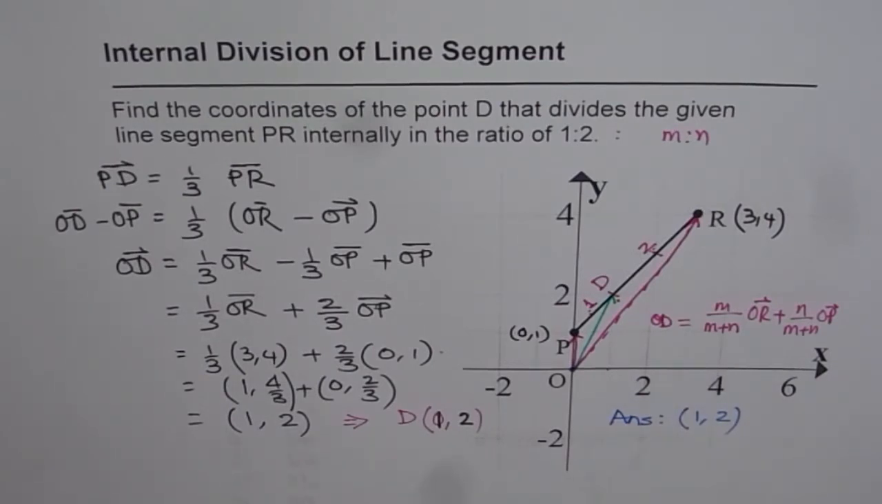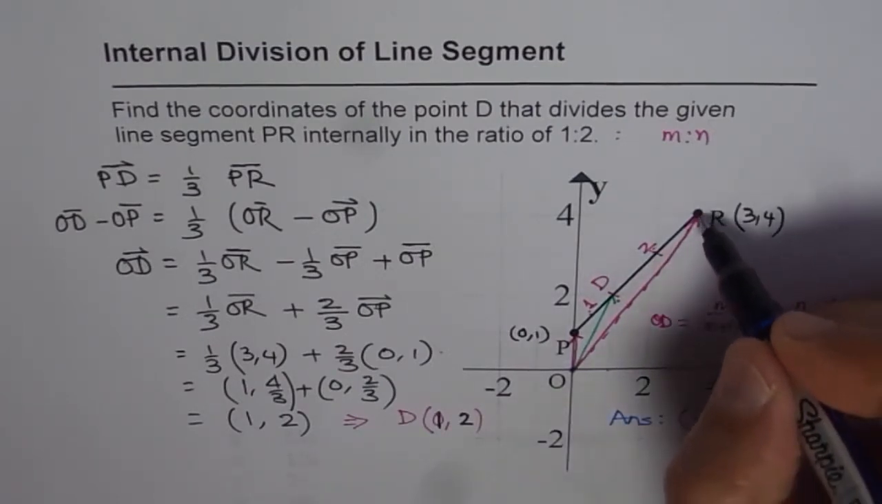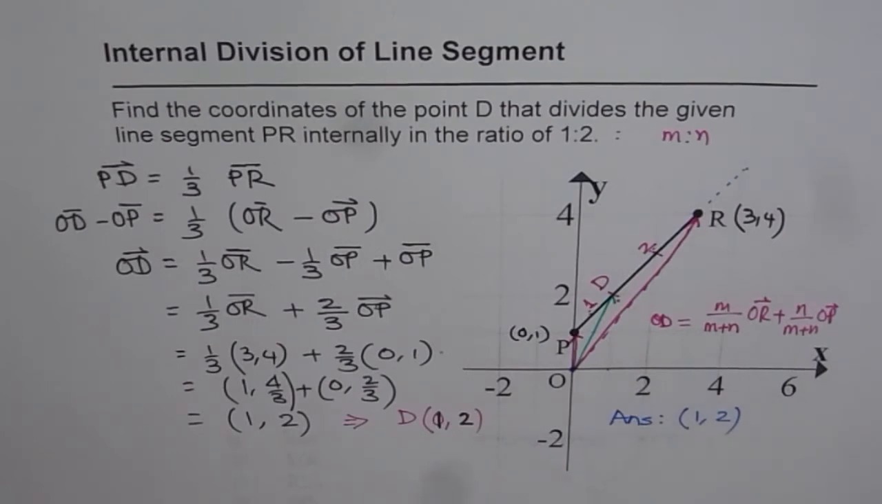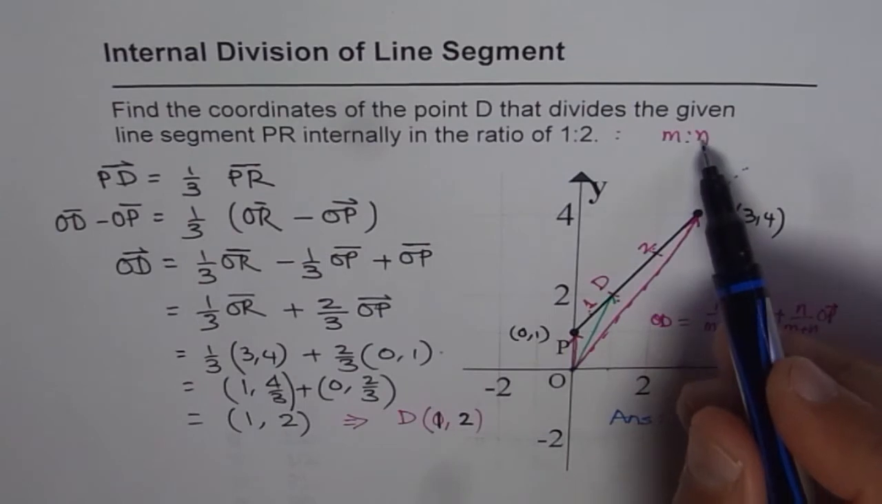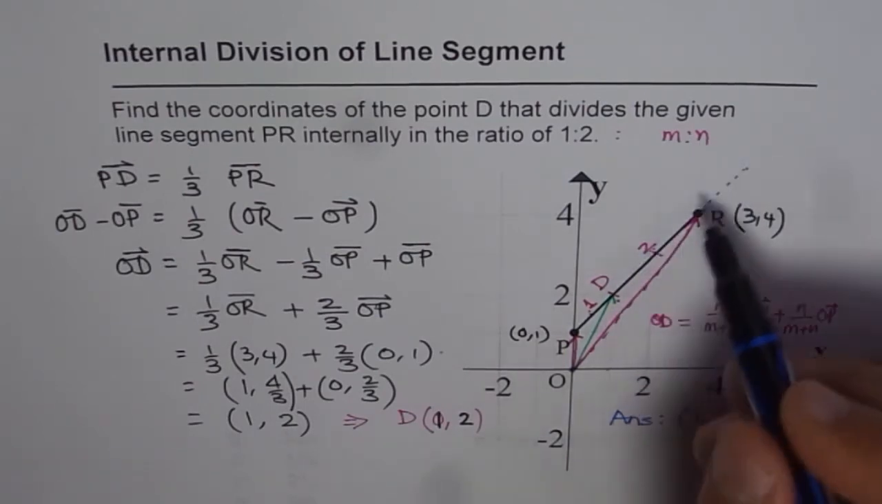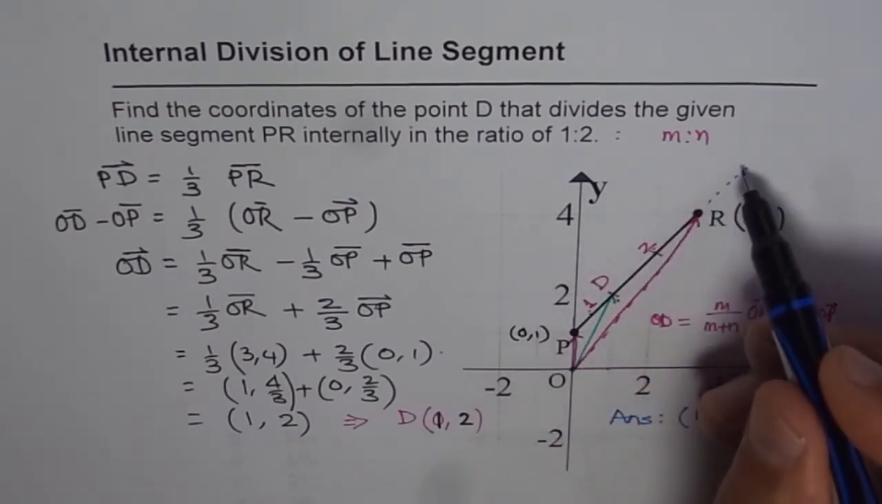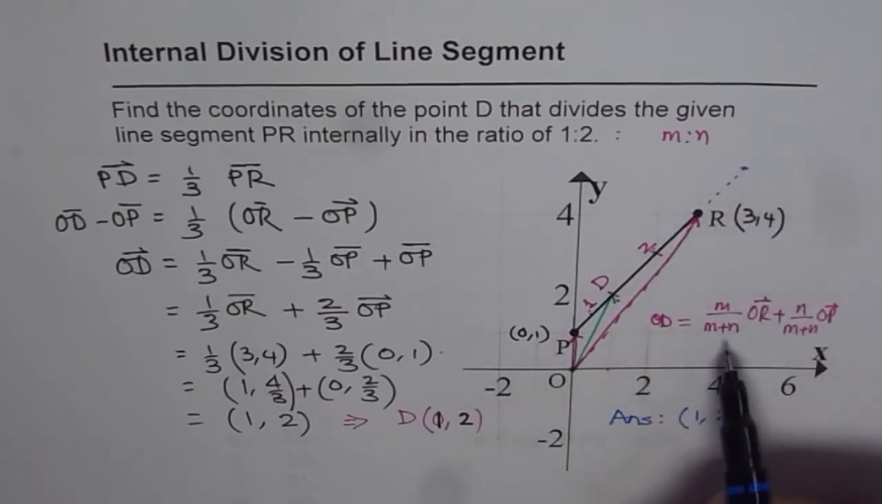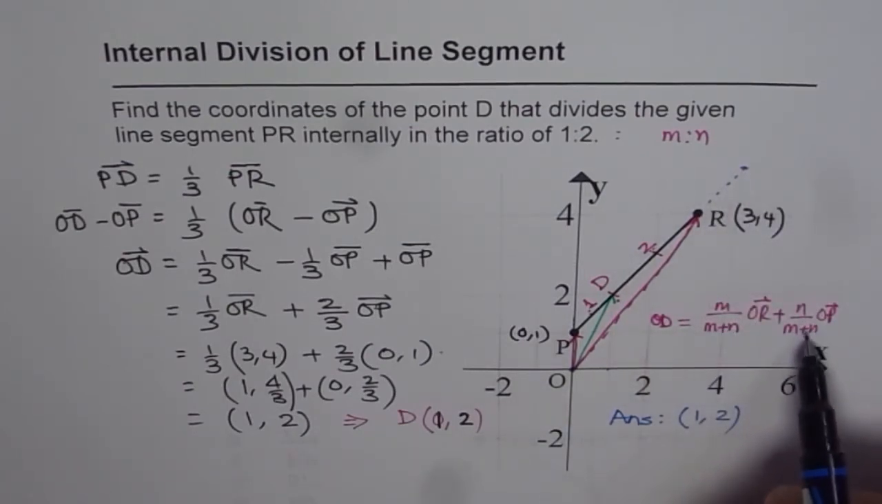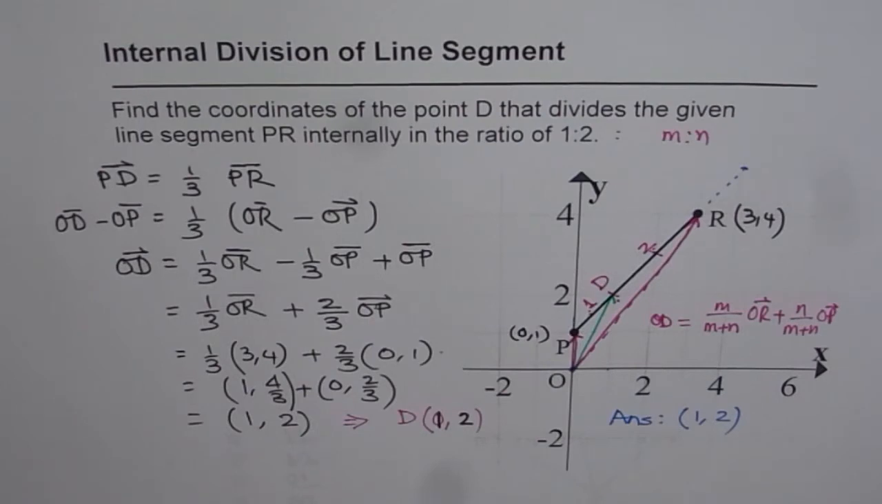We'll see in the coming videos that actually D could also divide the line PR externally. That means we could take it here and then divide. In that case, the only thing is n will be treated as negative because it will be kind of like this. If you see PD in one direction is positive, then coming back will be negative. So n part will be treated negative. So if you replace n with negative n, you get formula for external division also, right? So we'll explore that in coming videos.